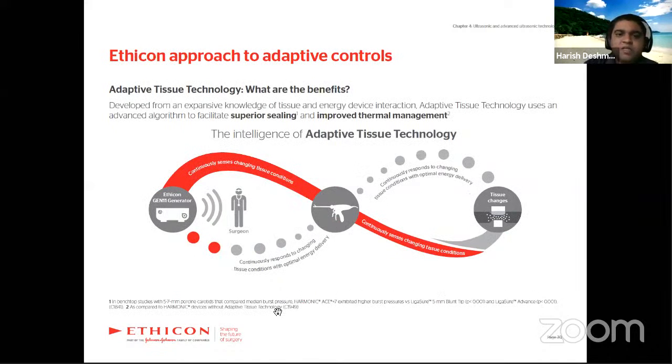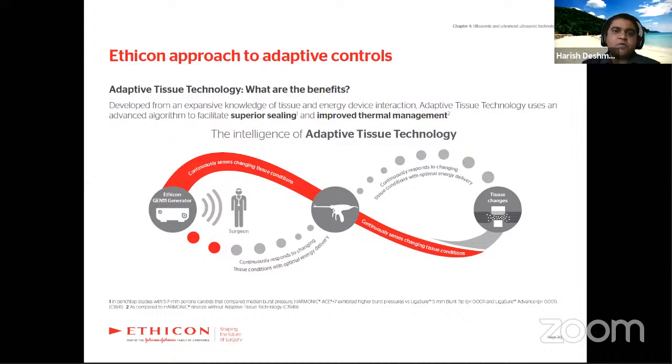Also, what we have done is we have made the generator and the shears both very intelligent. The generator keeps monitoring the tissue condition when we are applying energy. This is called adaptive tissue technology. When we are applying energy directly at the tissue level, the system and shears continuously sense the tissue condition, and based on that, energy delivery is optimized.